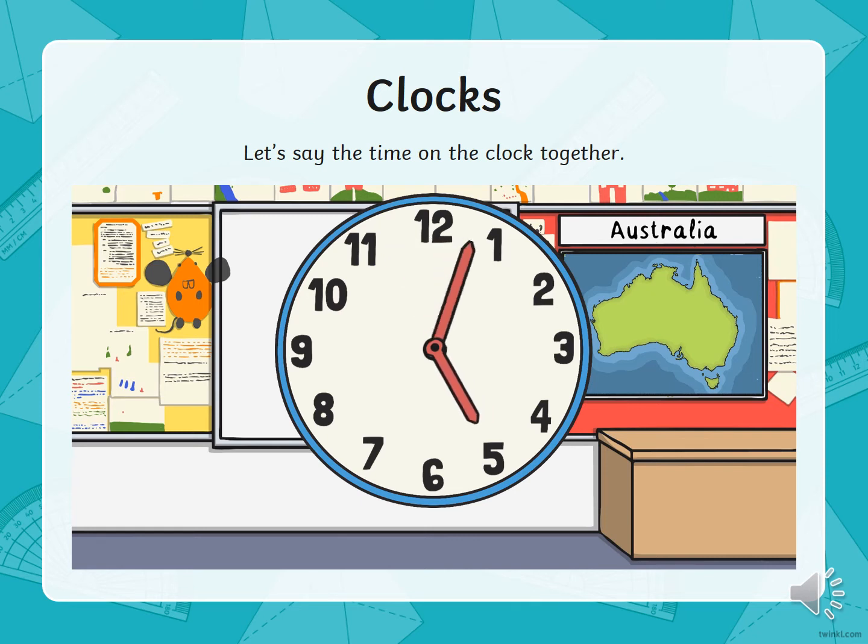5 o'clock. 6 o'clock. What's next? 7 o'clock. 8 o'clock. Can you tell me why it's 8 o'clock? Because the hour hand is on the 8 and the minute hand is on the 12.